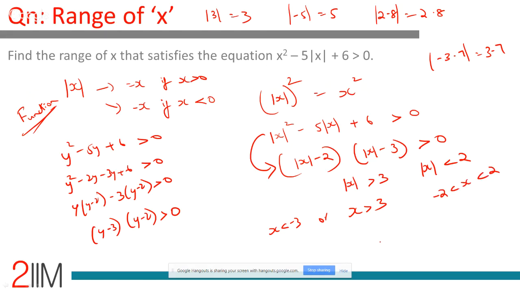x square minus 5 mod x plus 6 is greater than 0. When does this work? Minus infinity to minus 3, minus 2 to 2, 3 to infinity.